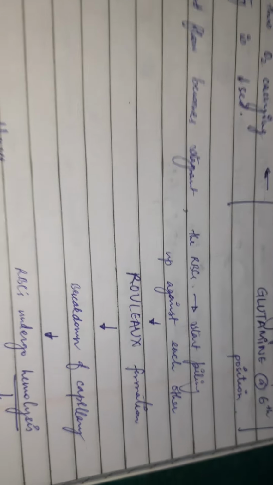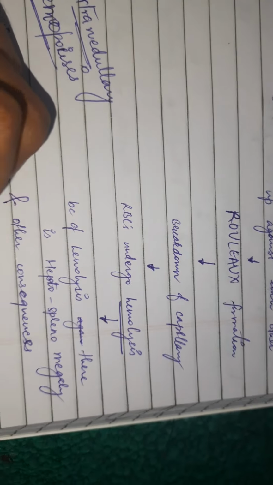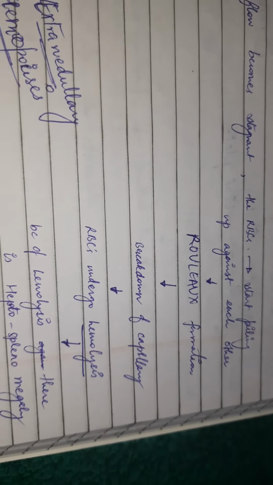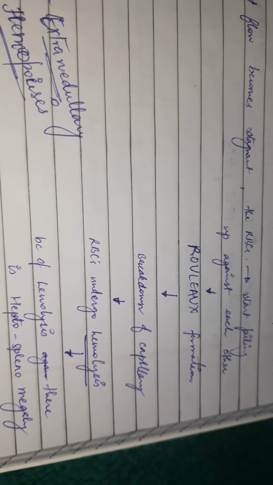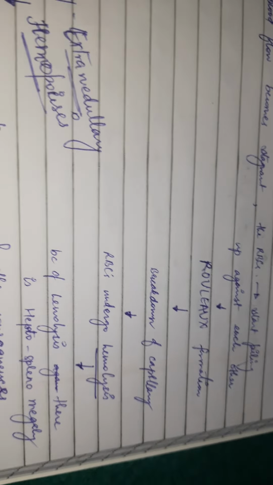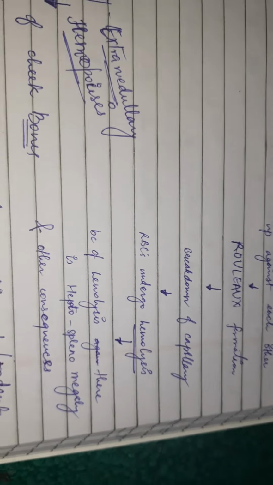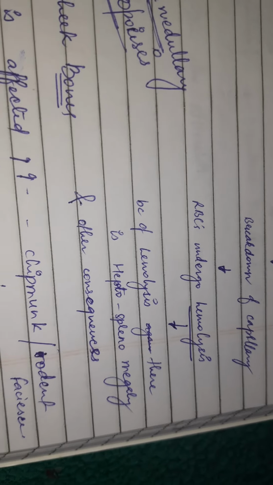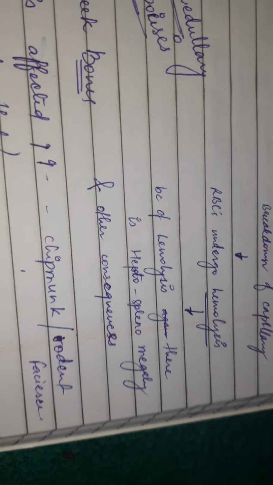Rouleaux formation. Breakdown of capillary can occur due to this piling up of RBCs, and they undergo hemolysis. It will break down. This is hemolysis or rouleaux formation, crescent sickle shaped, with breakdown of capillary. Because of hemolysis, there is hepatosplenomegaly and other consequences.